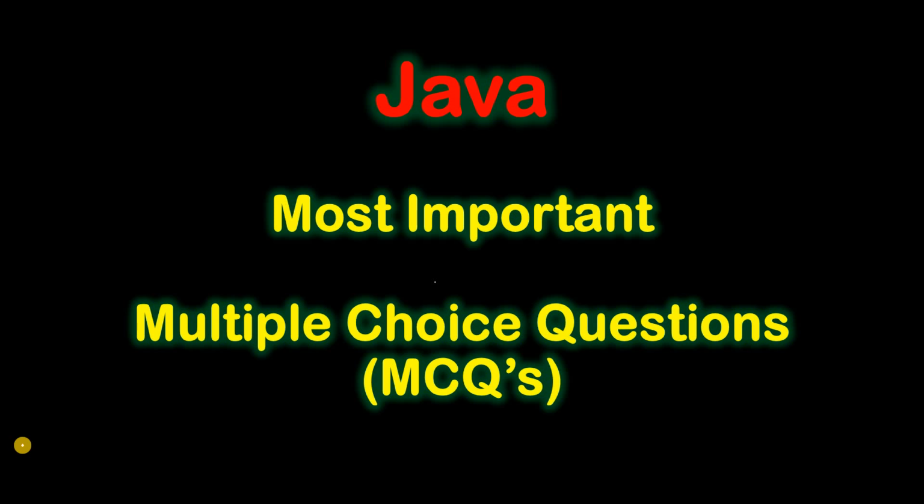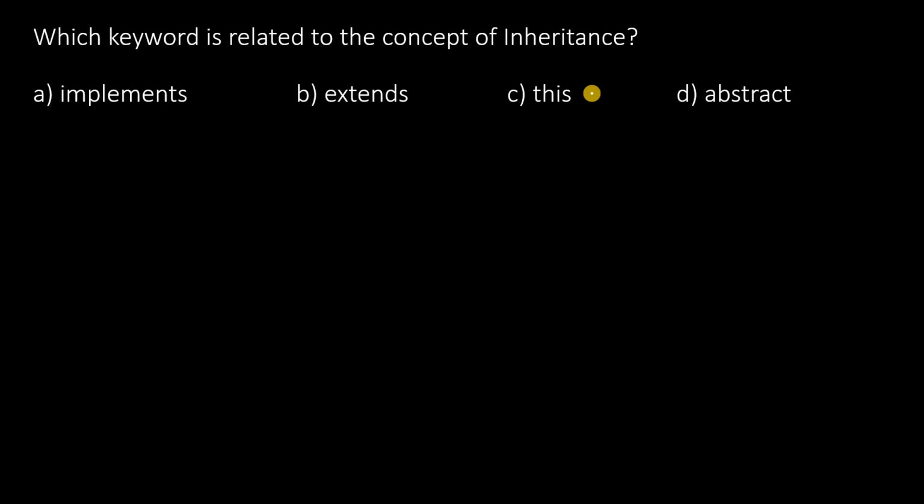Hello everyone. In this video we are going to look at some of the most important multiple choice questions in the Java subject. First question, which keyword is related to the concept of inheritance? So all of us know the answer is extends. So what is the syntax of inheritance? Suppose take one class, class B extends A. So here the keyword we are using is extends.